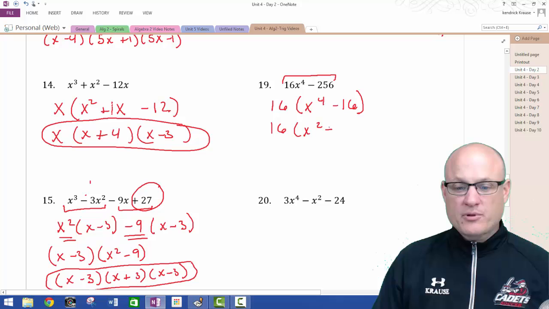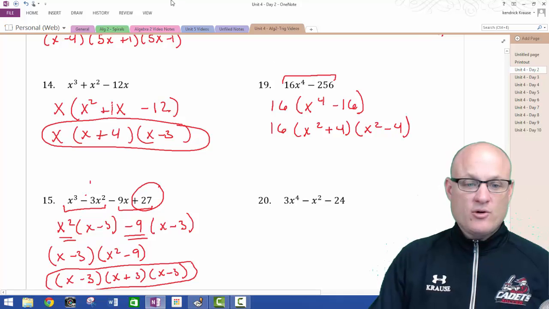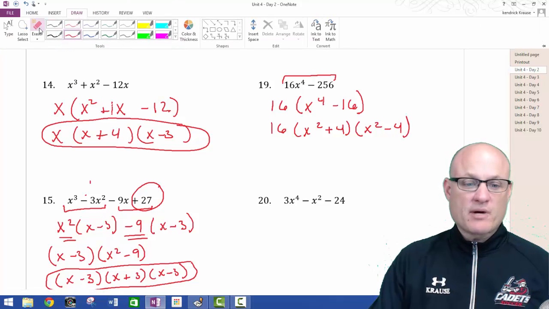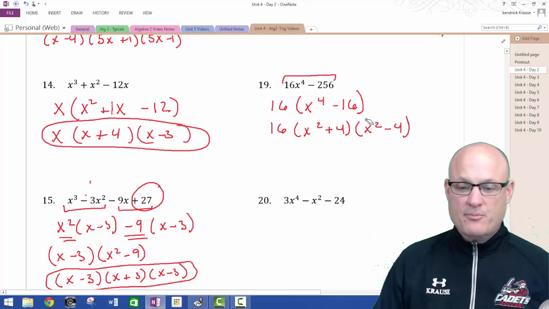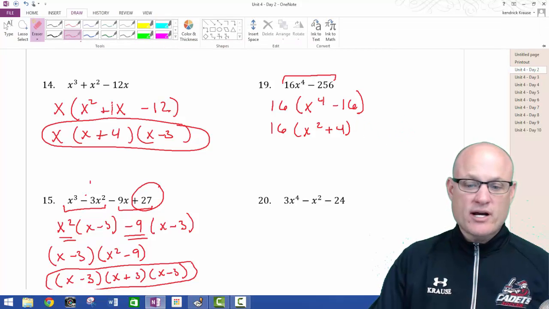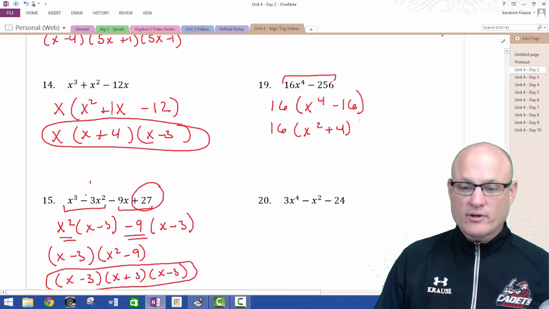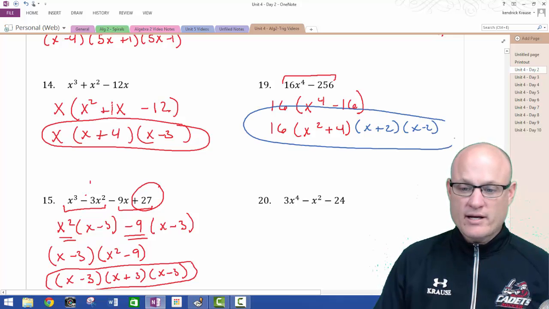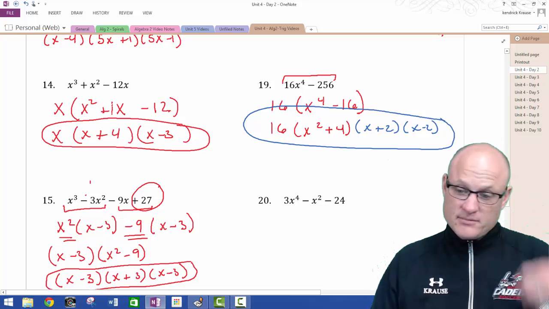(x squared + 4)(x squared - 4). Now, those of you that saw it, knowing x squared minus 4 is going there, could you have immediately said, okay, I know x squared minus 4 is going there. Can I just put x plus 2 and x minus 2 in? Sure. Why not? Save yourself a little time.